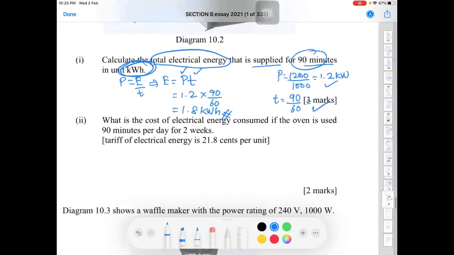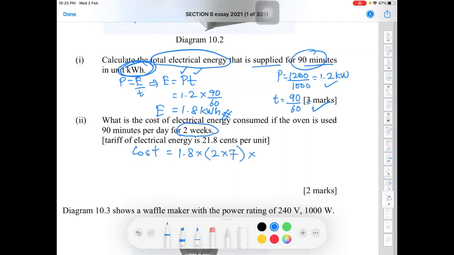Alright, so cost. Bila nak cari cost electricity yang rumah kita guna, you kena cari dalam kilowatt hour. Lepas tu you kena kira lah berapa lama you guna. So ini dia tunjuk guna dalam masa 2 minggu, 2 weeks. Jadi macam mana kita nak kira cost? Cost sama dengan, okay, so you punya unit tadi, this is your energy use untuk 90 minutes, 1.8 kilowatt hour. Itu satu sekali guna. Tapi you guna dalam masa 2 weeks. So darab dengan 2 weeks kali 7 hari.